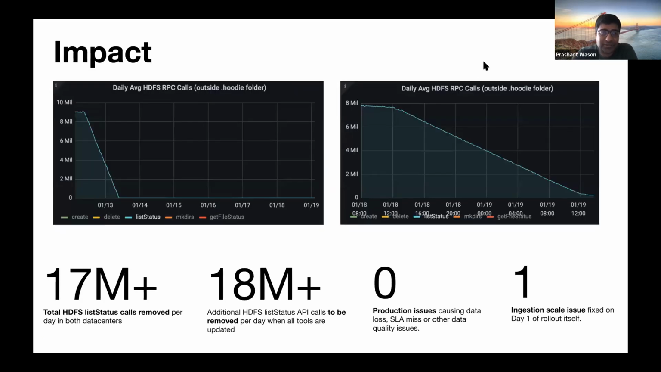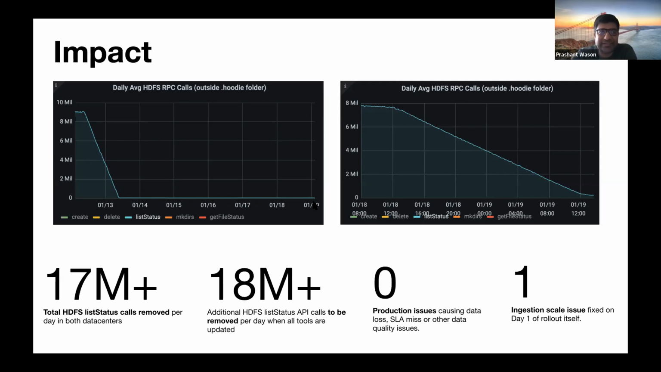Now, this slide shows you the immediate impact we had the moment we rolled this out. These are two different graphs from two different clusters I've highlighted, where you can see the total number of list status RPC calls we were generating from these clusters to the name node. And we immediately see that as the rollout happened over a period of an entire day to the various pipelines, the list status call immediately dropped nearly to zero. It's very close to zero.